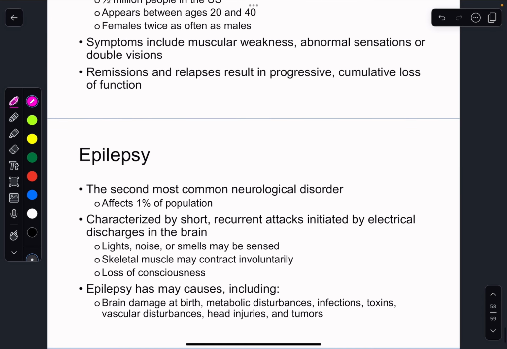And then finally, we have epilepsy, the second most common neurological disorder, which affects 1% of the population. It is characterized by short, recurrent attacks initiated by electrical discharges in the brain, in which light, noise, or smells may be sensed. Skeletal muscles may contract involuntarily, and loss of consciousness may occur. Epilepsy has many causes, including brain damage at birth, metabolic disturbances, infection, toxins, vascular disturbances, head injuries, and tumors. And that is the final thing in the PowerPoint.